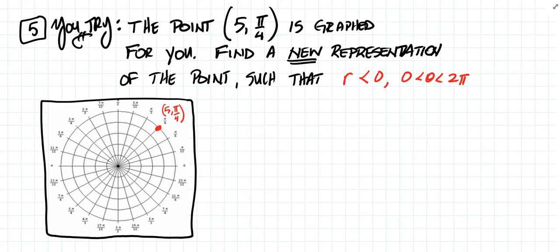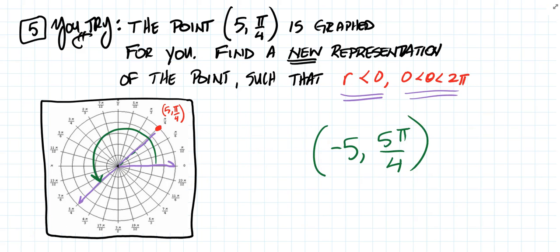Okay, last box is a you try. I graphed the point for you at 5 comma pi over 4, and I want you to come up with a new representation under the following constraints. I want your r value to be negative, but I want your angle to still be positive. Okay, so the right answer is negative 5 comma 5 pi over 4. So how did I get that?